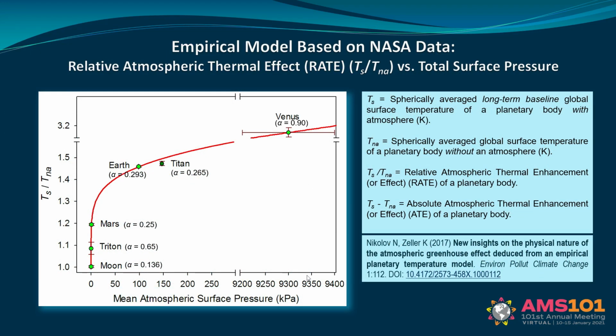This figure depicts the single most important result from the 2017 Nikolov-Zeller study. The relative atmospheric thermal effect, defined as a ratio of a planet's observed long-term global surface temperature under an atmosphere, T sub S, to the planet's hypothetical surface temperature without an atmosphere, T sub Na, is completely defined by the mean atmospheric pressure at the surface and does not depend on planetary albedos, denoted here by alpha, ranging from 0.136 to 0.9 across the 6 bodies.